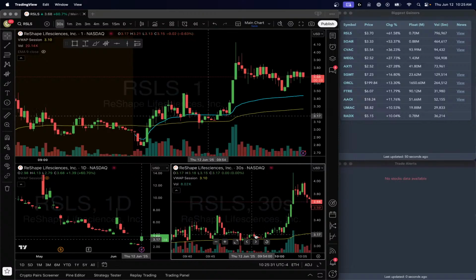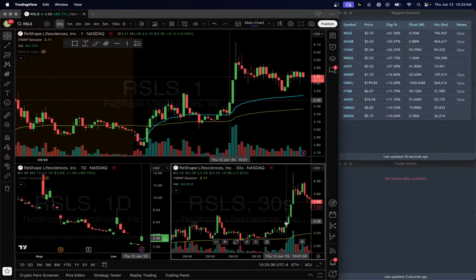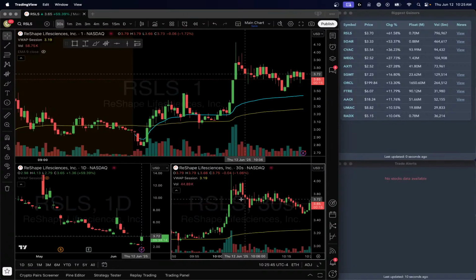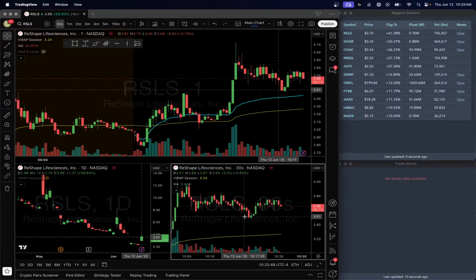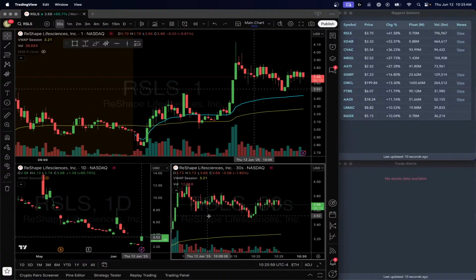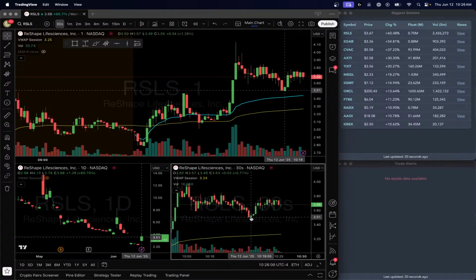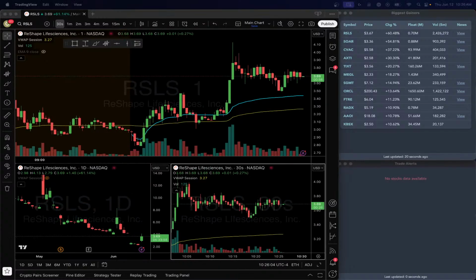It was consolidating, and the volume started coming in right here. You could have gotten in on that, gone for the break of the high, then all the way up. That would have been a good trade for you. But right here, I shorted it and then covered it down in here, close to the VWAP, and I just got out. So RSLS has been the best trade for me. I am green for the day.